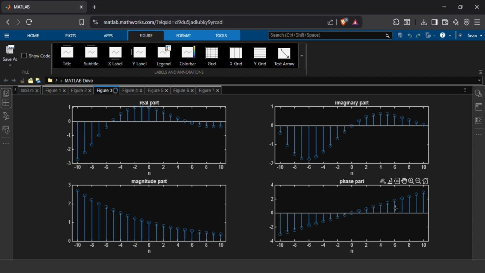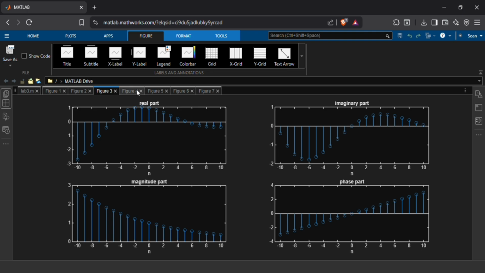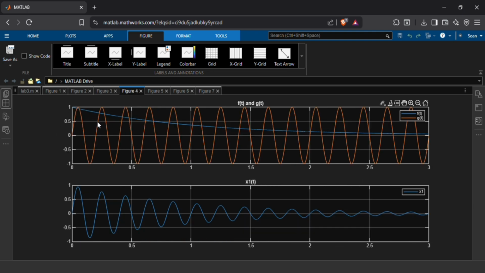In Figure 4, multiplication, example 1. Two signals, a decaying curve and a sine wave. In the bottom, their product, a sine wave that fades out over time.